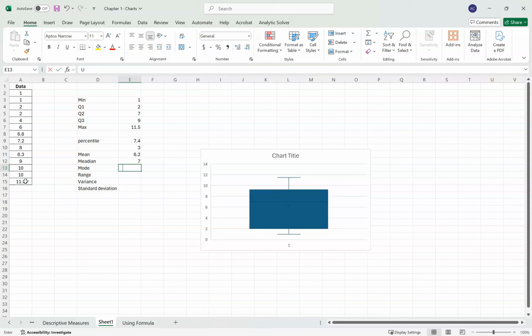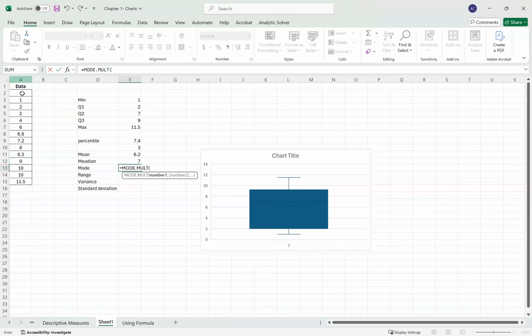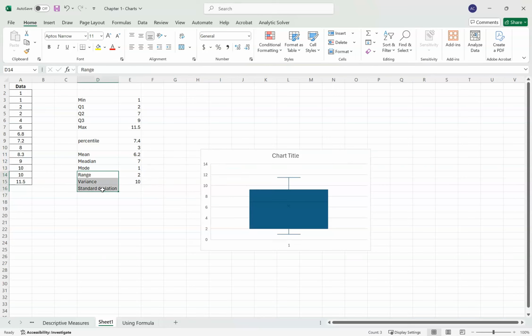Mode is equal to... now you can see here it is written multimode, single mode. I want multimode, to calculate the different modes present. I want all, and it will give me all three values. From 1 to 10, 1 is repeated, 2 is repeated, and 10 also is repeated. So it will give me all three modes here. I will just shift this one here.